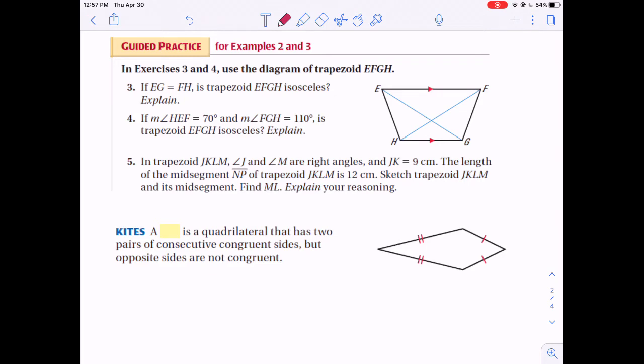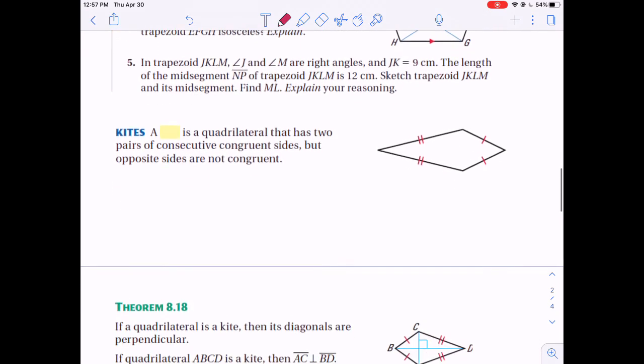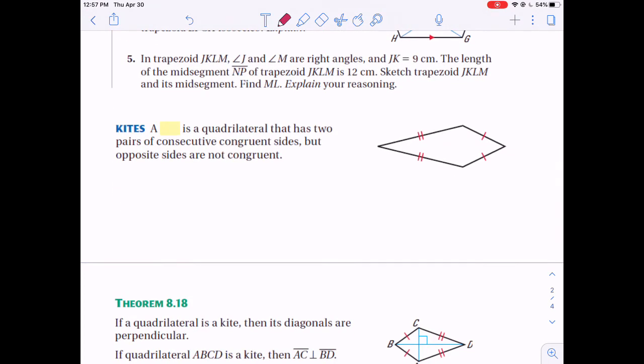Now, the next shape we have is kites. It's a quadrilateral that has 2 pairs of consecutive congruent sides. So these two sides that are consecutive, side by side, are equal. And these two sides, which are consecutive or side by side, are also equal. That's what makes it a kite.